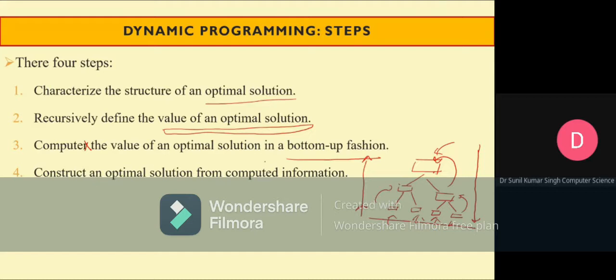Now after computing the solution, what we do in step 4: construct an optimal solution from computed information. So after computing the values, we have to compute the solution which is the optimal one. Whatever solution you are finding, maybe several paths are there, so you'll find which path is encountering less cost, which path is the optimal one.